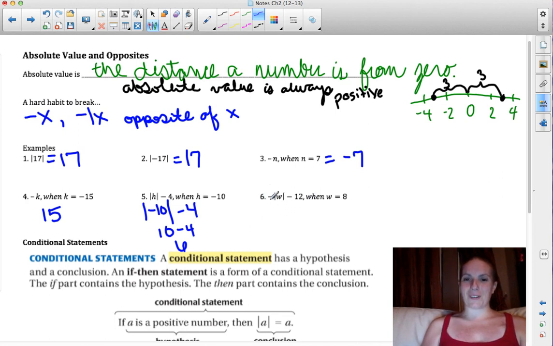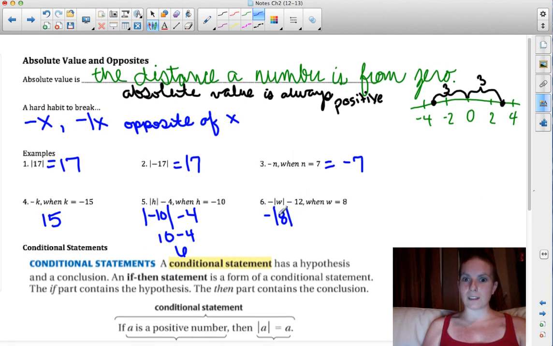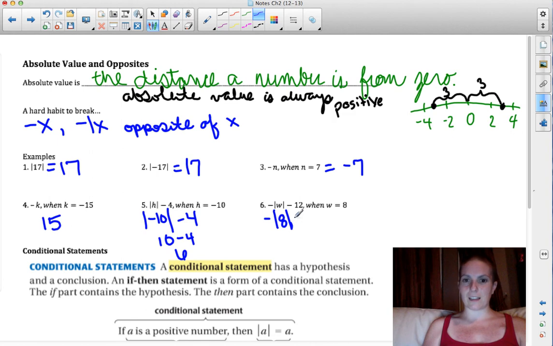Number 6 is a trick question. Again, let's fill it in. We fill in that absolute value. We take w out and put the 8 in. So we have negative, or the opposite of the absolute value of 8, minus 12. This is another trick question. We need to take the opposite of the absolute value of 8. We know the absolute value of 8 is 8, and the opposite of 8 is negative 8.